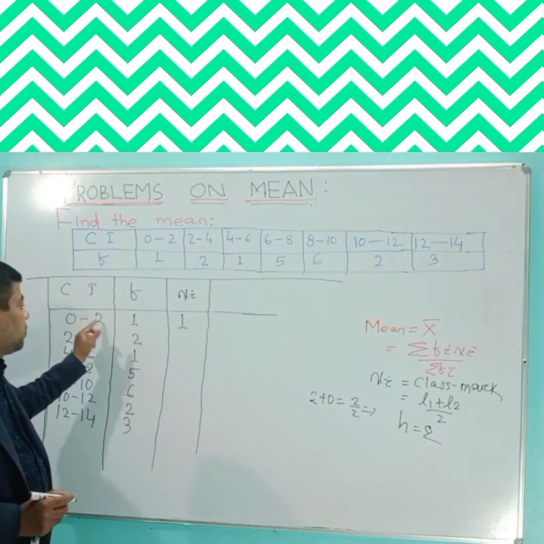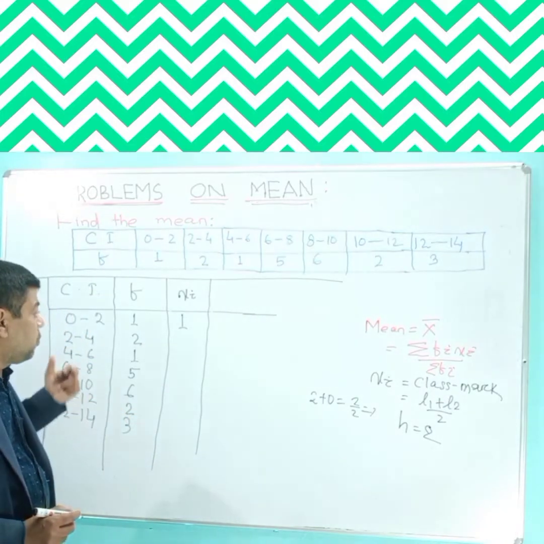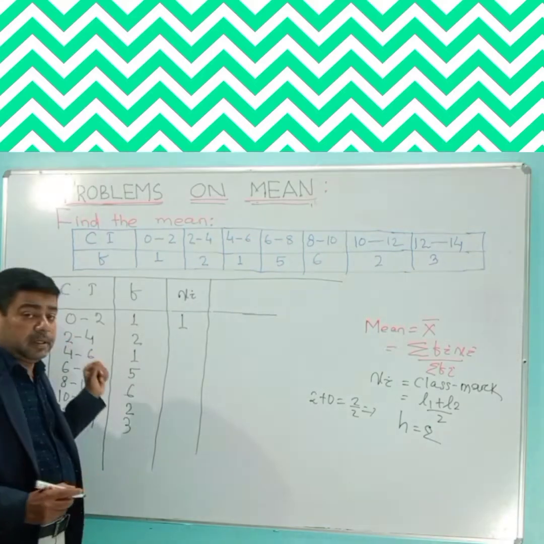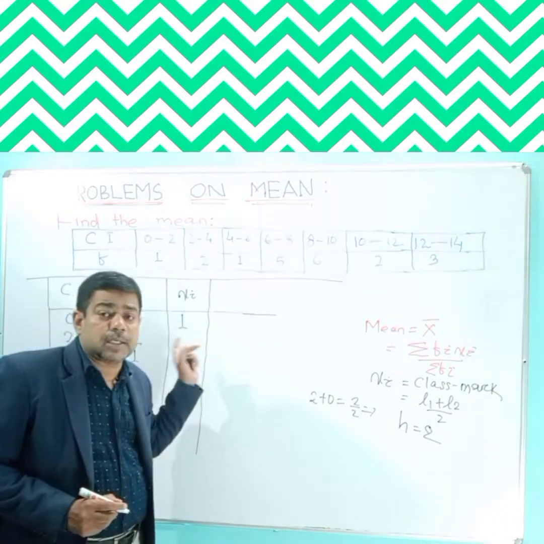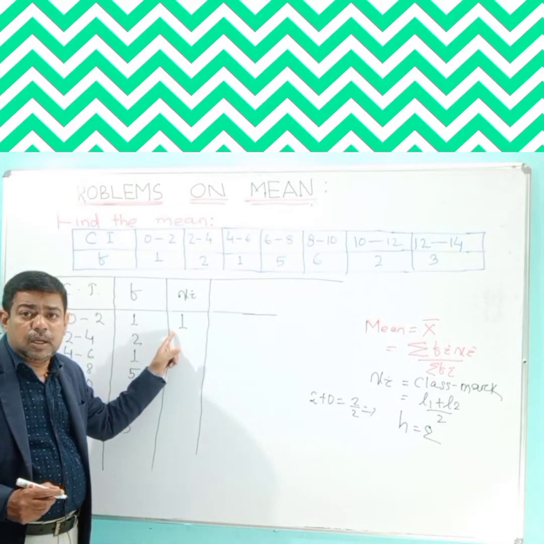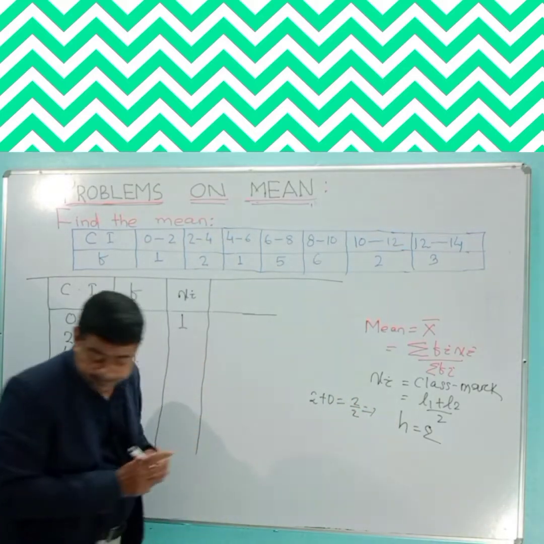Understand? Lower limit plus upper limit, divided by 2. So here the class mark is 1. Now how do we find the class mark of the next class interval? Just add the class size to the previous class mark. Here the class mark is 1 and the class size is 2. So if you add 1 plus 2, look here.